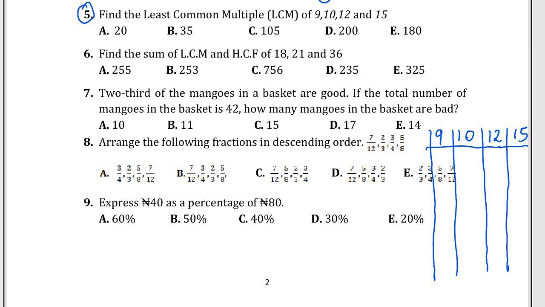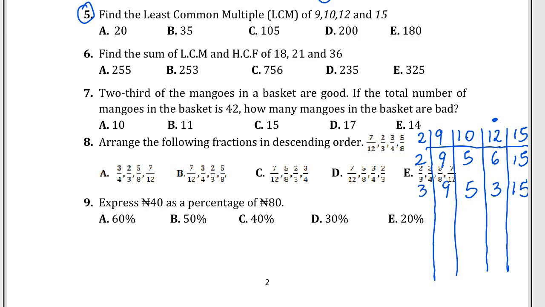So the smallest number that can go is 2. 9 divided by 2 is not possible, 9. 10 divided by 2 is 5. 12 divided by 2 is 6. 15 divided by 2 is not possible. Continue with 2. 9 divided by 2, not possible, you bring down 9. 5 divided by 2, not possible. 6 divided by 2 is 3. 15 divided by 2, not possible, bring down 15.